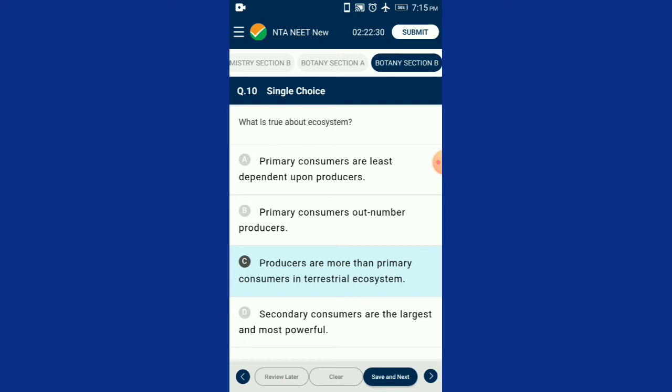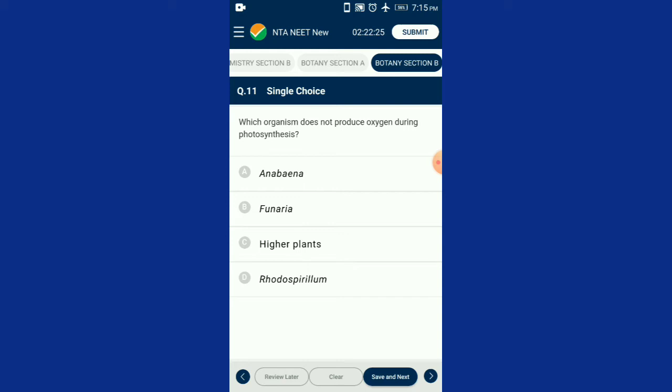Question number 11. Which organism does not produce oxygen during photosynthesis? Some prokaryotes carry out anoxygenic photosynthesis. They lack PS2, thus they cannot use water as a source of hydrogen, but use hydrogen sulfide as a source of hydrogen instead. Rhodospirillum is a photosynthetic bacteria. They do not release oxygen. The answer for this question is option D, Rhodospirillum.